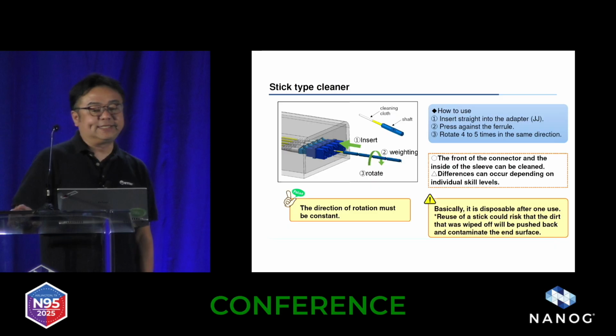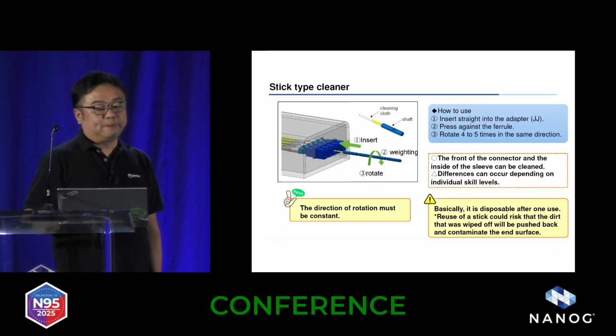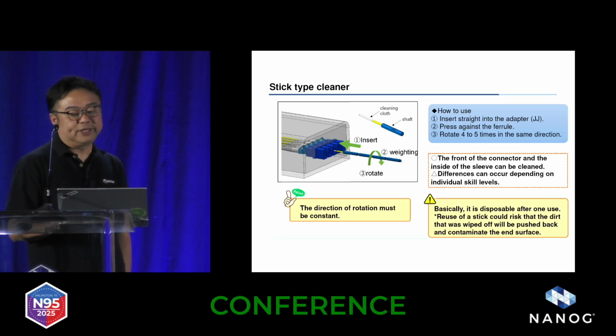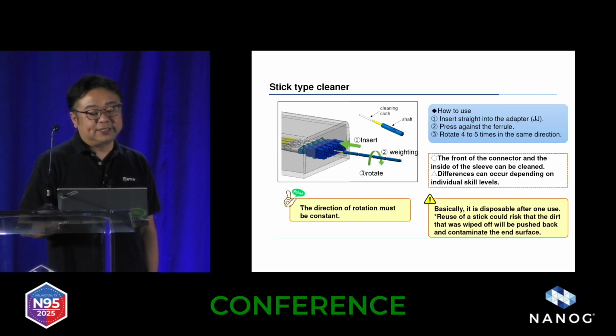The next one is a stick-type cleaner, which is specialized in cleaning the adapter side. To use it is simple. First, insert it straight into the adapter. Second, press against the ferrule. Third, rotate 4 or 5 times in the same direction. The key is to move it in the same direction. The important thing is to apply pressure, just like the reel type.